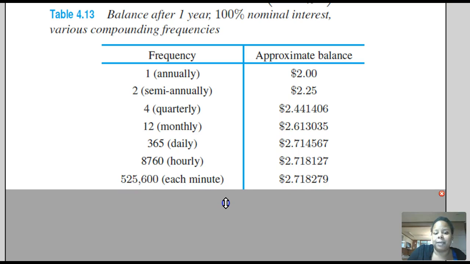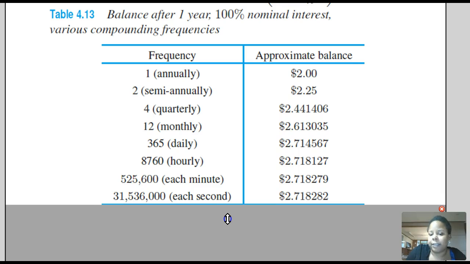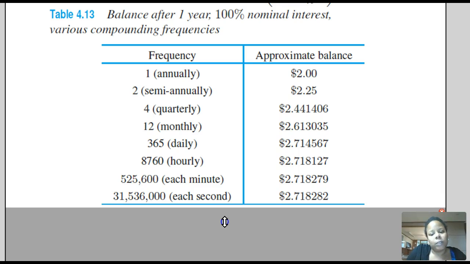Let's do it for every minute of the year. So that's 525,600 minutes. And we end up with the approximate balance of 2.718279. As you can test these values and plug in n for each of these numbers, you will get these exact balances. So it seems like it hovers around 2.718, or definitely no more than 2.72. Let's try for each second. We still get something that hovers around 2.72.